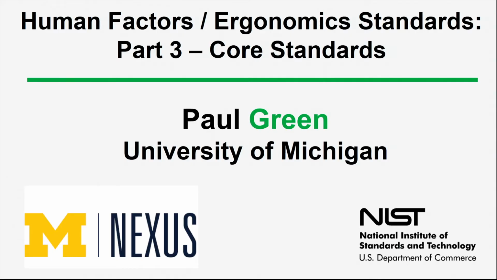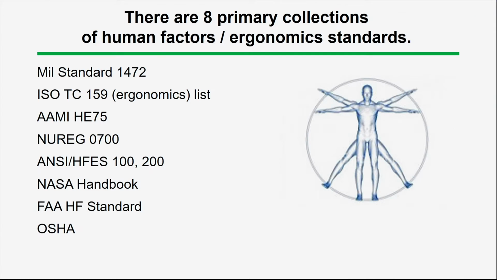So, core human factors ergonomics standards, part 3 of this presentation. There are a number of them, and in particular, they're listed here. There's really 8 that are fairly important to human factors ergonomics, and I want to talk about each of them. The MIL standard, ISO ergonomics standards that are the responsibility of Technical Committee 159.